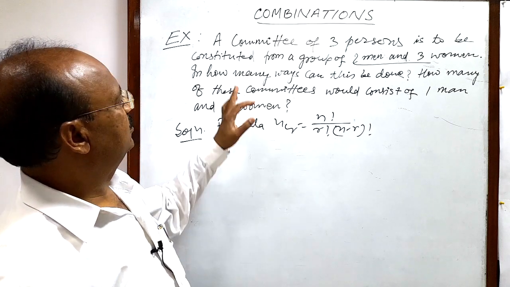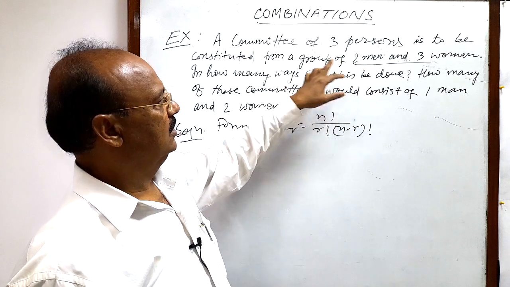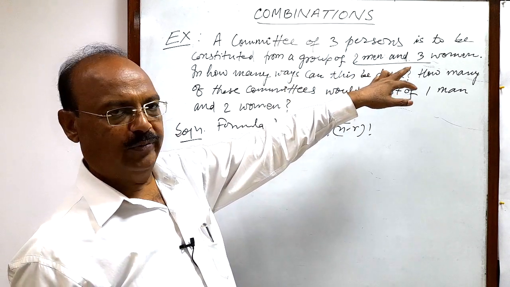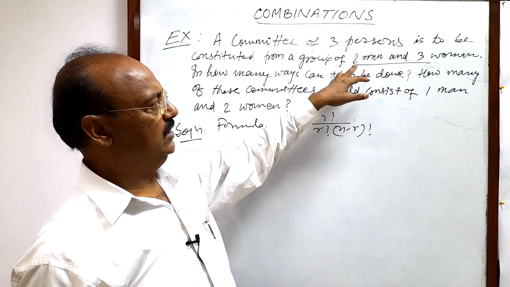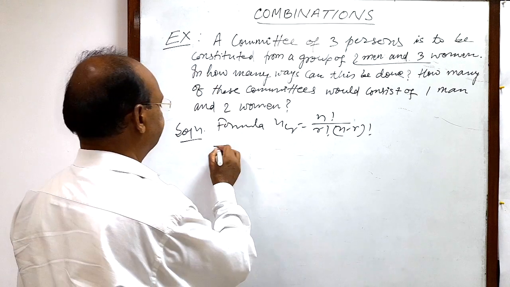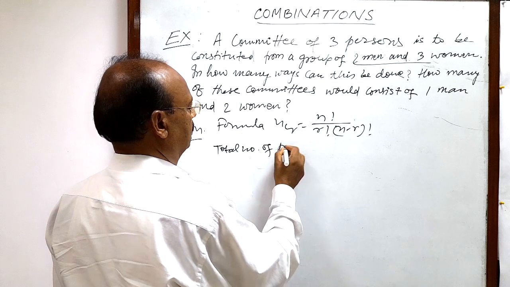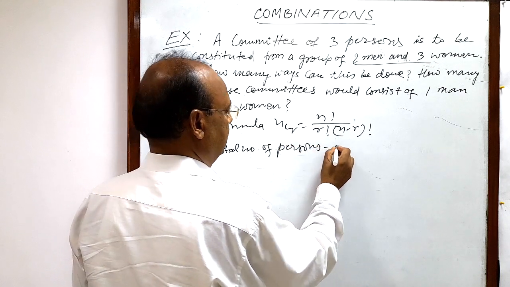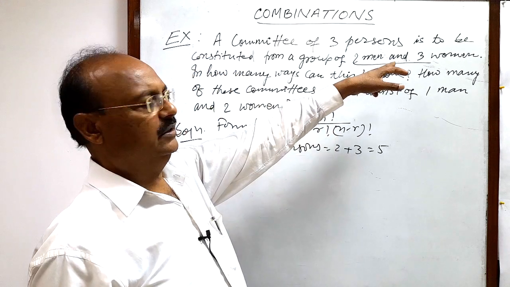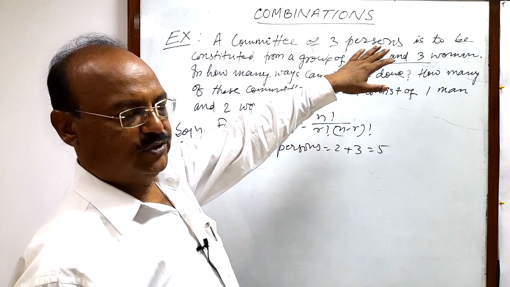In the first part of this question, we have to constitute a committee of 3 persons from a group of 2 men and 3 women. So the total number of persons is 2 plus 3, which is equal to 5. And a committee of 3 persons has to be constituted.